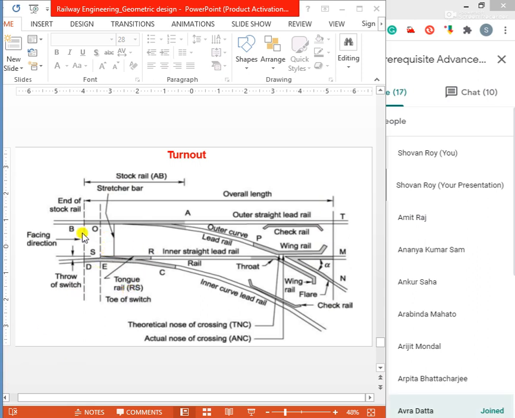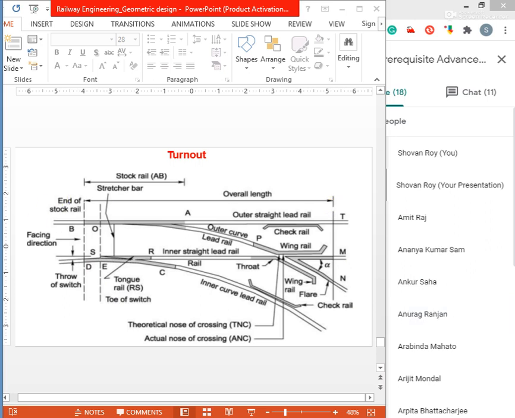Suppose a set of switches, under the set of switches, a pair of stock rails, and a pair of tongue rails. Stock rail, then tongue rail. This is the tongue rail, already identified by the arrow. This tongue rail, this is the stock rail. This is the start of the stock rail, this is the end of the stock rail.